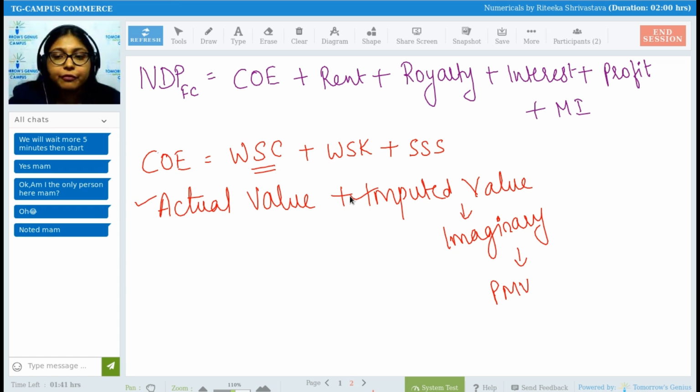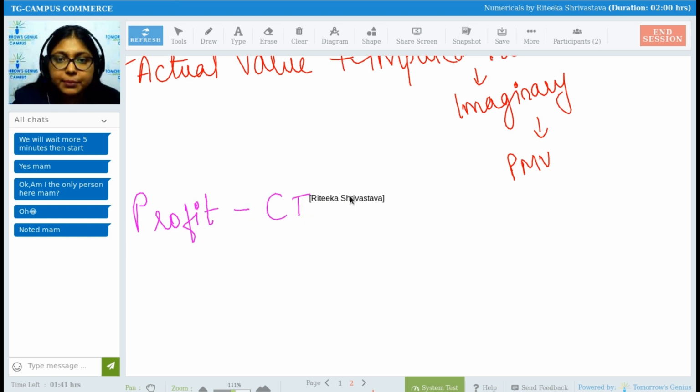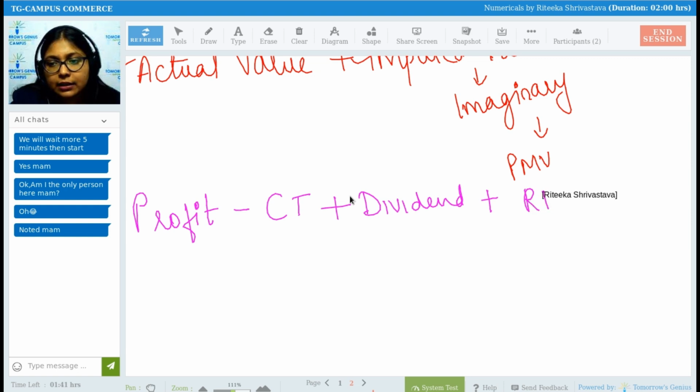Okay. Then profit, when it comes to profit, again profit has different parts or subparts. So what are those subparts? First is corporate tax plus dividend plus retained earnings. So corporate tax is a part of profit because when any organization receives any kind of profit, from that profit, the organization has to pay a certain amount of money as tax. That tax is called corporate tax.